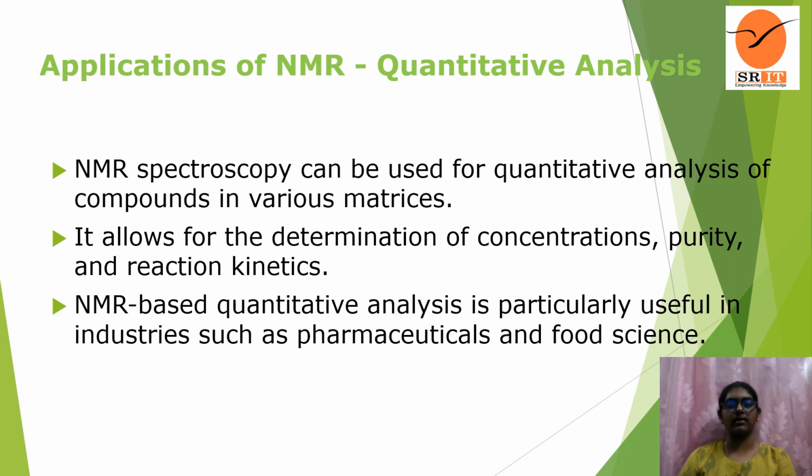Applications of NMR in quantitative analysis. NMR spectroscopy can be used for quantitative analysis of compounds in various matrices. It allows for the determination of concentrations, purity, and reaction kinetics. NMR-based quantitative analysis is particularly useful in industries such as pharmaceuticals and food science.